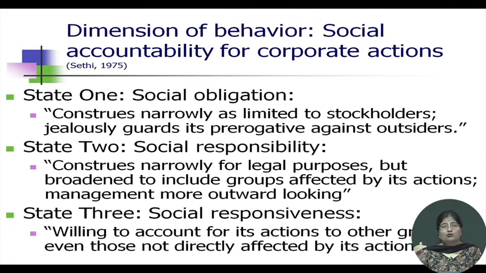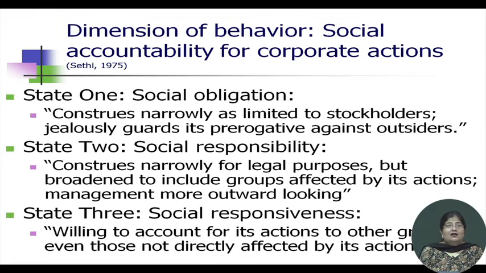When we reach state 2, we say, okay, it is construed narrowly for legal purposes, but broadened to include groups affected by its actions, management more outward looking. So we say, okay, we have to be socially responsible. We have to be accountable for our actions. We will do what the law wants us to do, but we will also include people who we know for sure are going to be affected by our actions, and we start opening our doors. We don't only limit our accountability to our stockholders, to people who've invested in us, but to other people who are connected with the organization, and we start following the law.